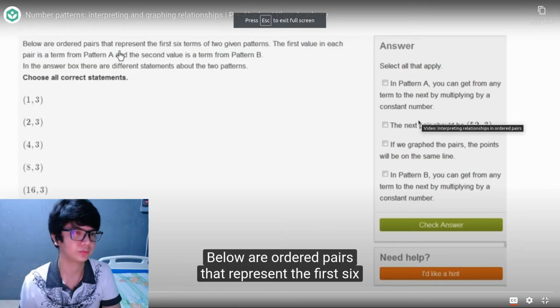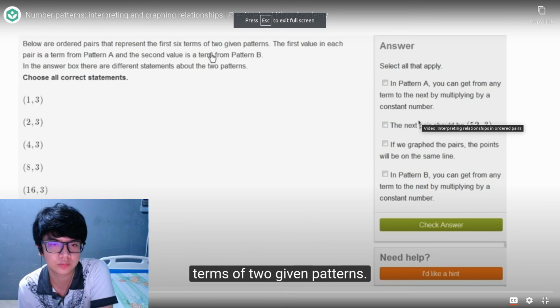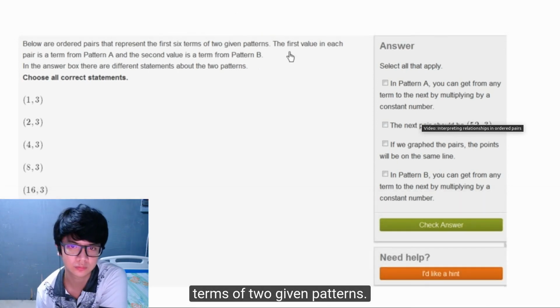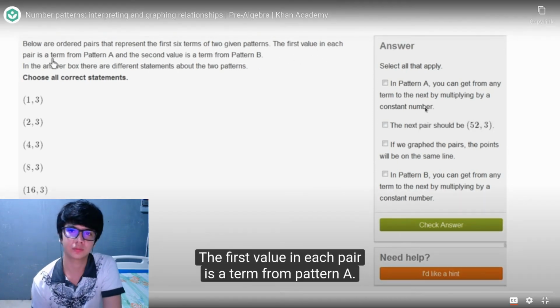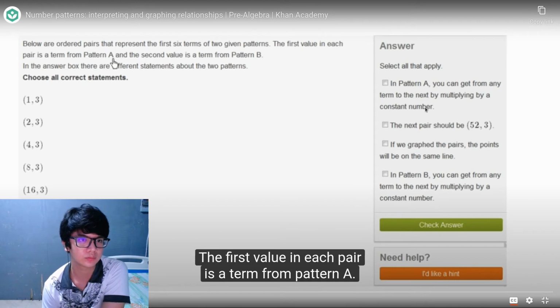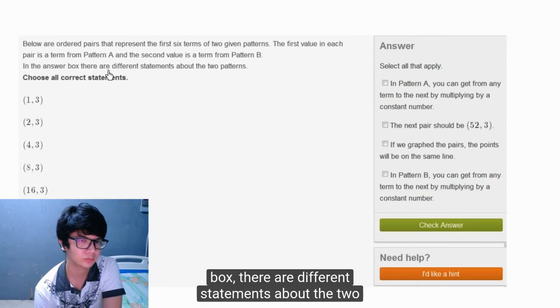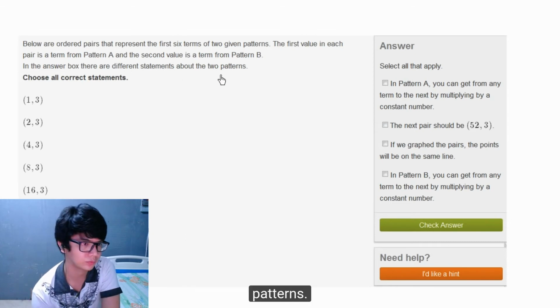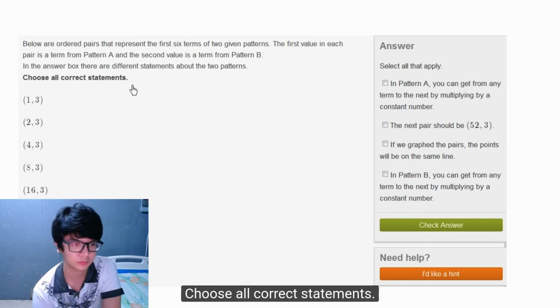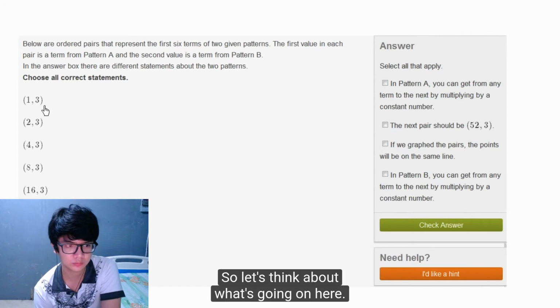Below are ordered pairs that represent the first 6 terms of 2 given patterns. The first value in each pair is a term from pattern A, and the second value is a term from pattern B. In the answer box, there are different statements about the 2 patterns. Choose all correct statements. So let's think about what's going on here.